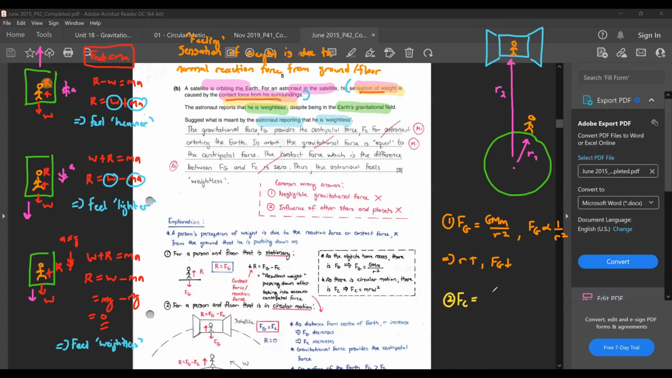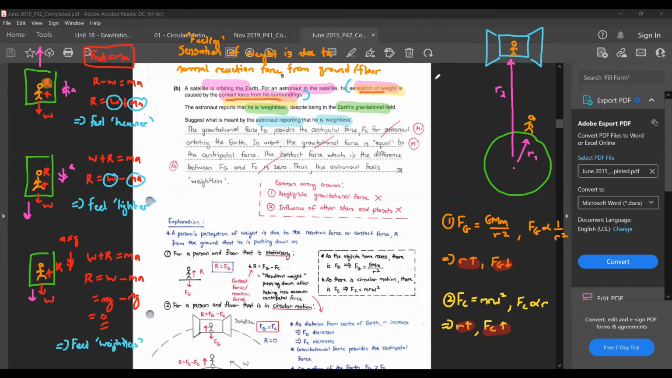Centripetal force can be written as m r omega squared, where we can say that centripetal force is proportional to r, everything else being equal. So in our case, if r increases, our centripetal force would increase. The moment my r increases, gravitational force drops, but my centripetal force will increase. The thing you need to notice here is this.